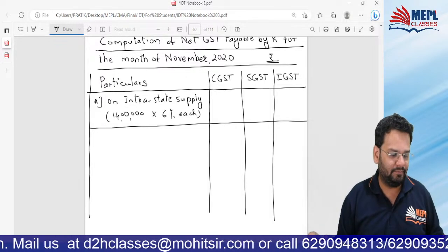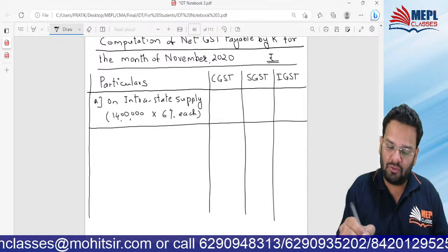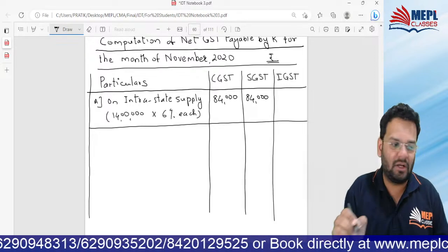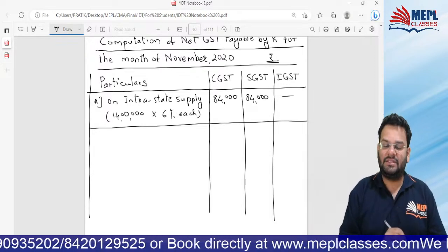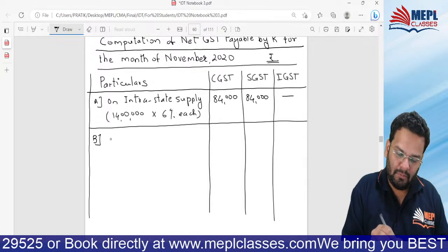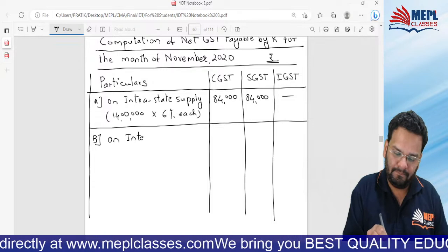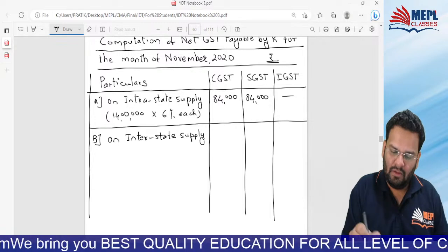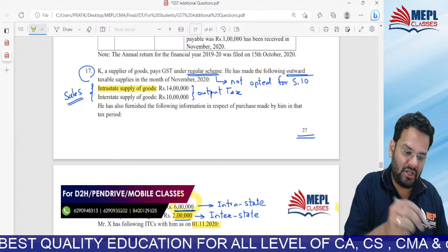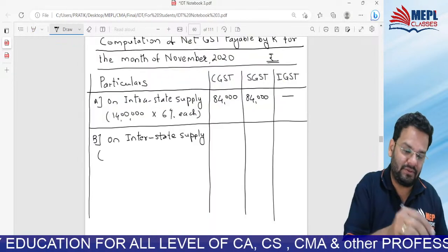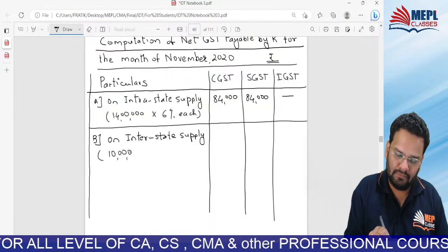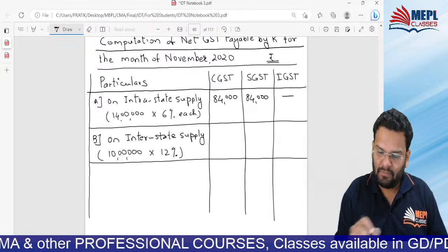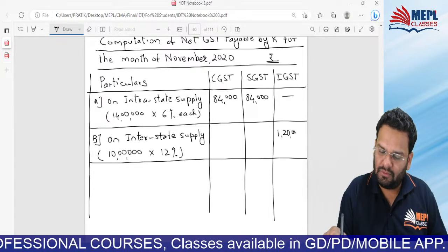So what is it: 84,000 CGST, 84,000 SGST, no IGST. B point on interstate supply. Now your interstate supply, check, it is 10 lakh rupees. So on 10 lakh at 12%, it is 1,20,000.